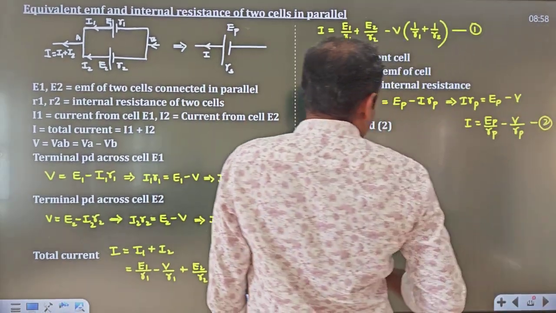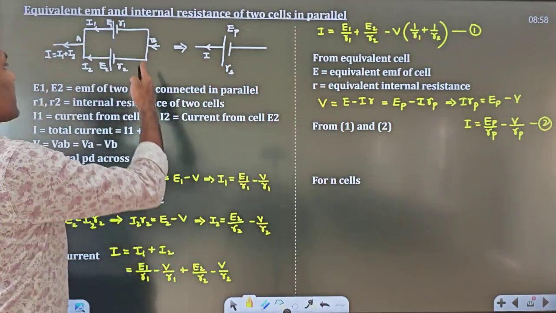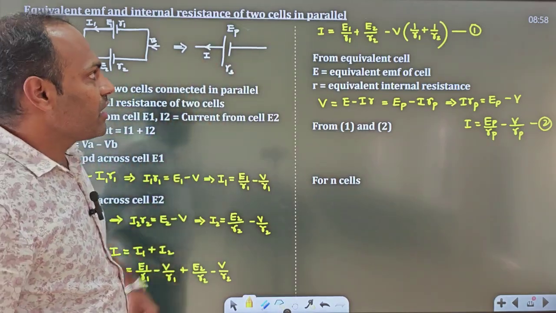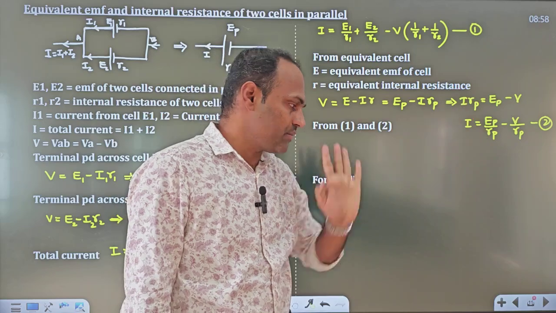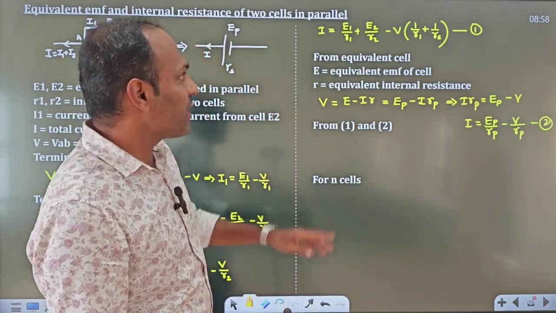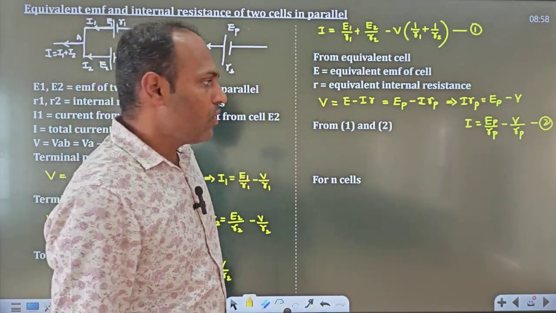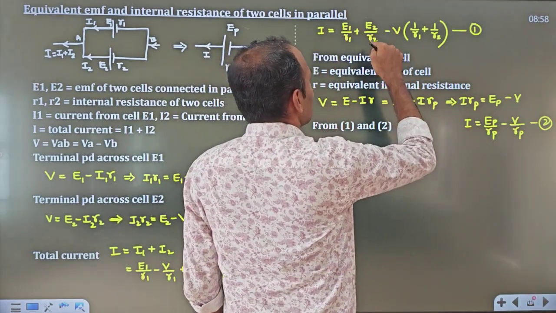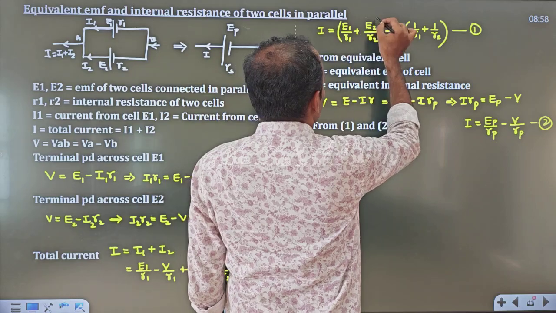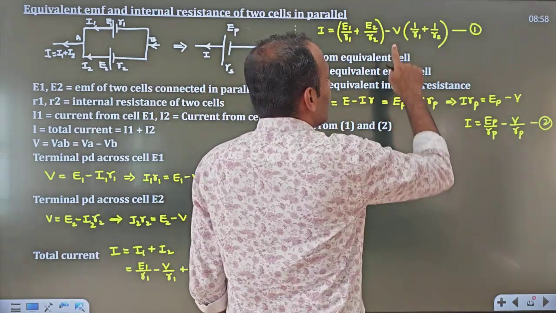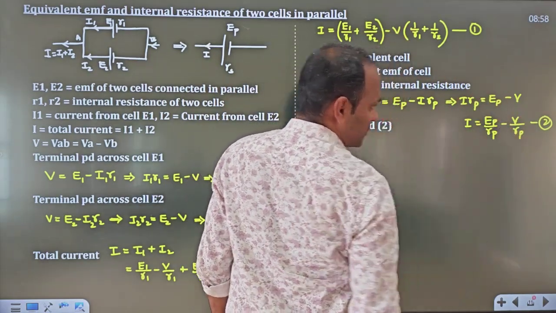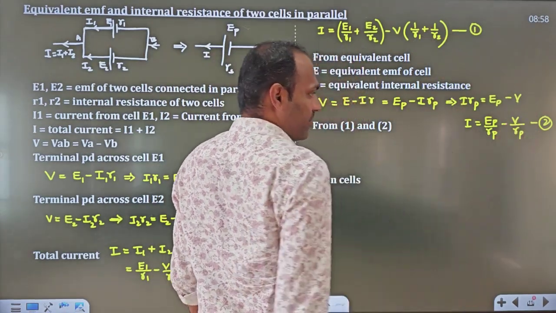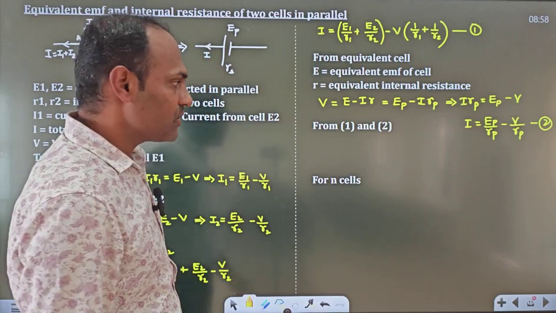Correct? Since the current in the first circuit and the current in the second circuit are both the same, the LHS of both equations are the same. Compare equations 1 and 2. In place of EP by RP, here we have E1 by R1 plus E2 by R2. Here we have minus V, here also we have minus V. Here we have 1 by R1 plus 1 by R2, here we have 1 by RP.